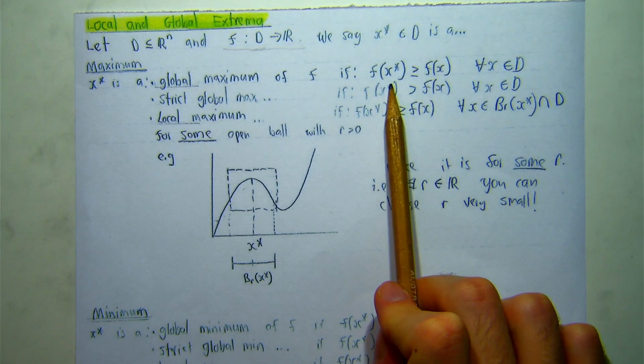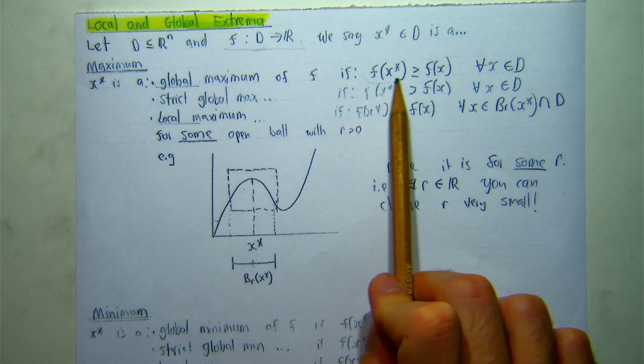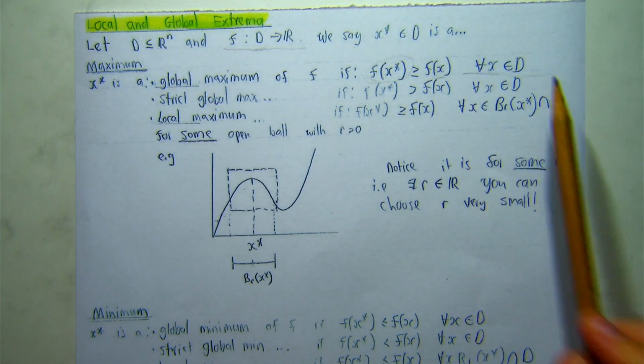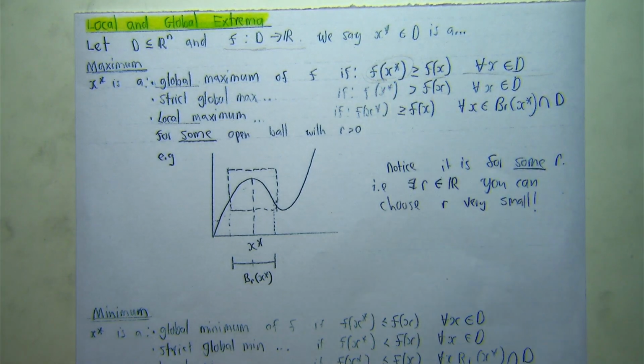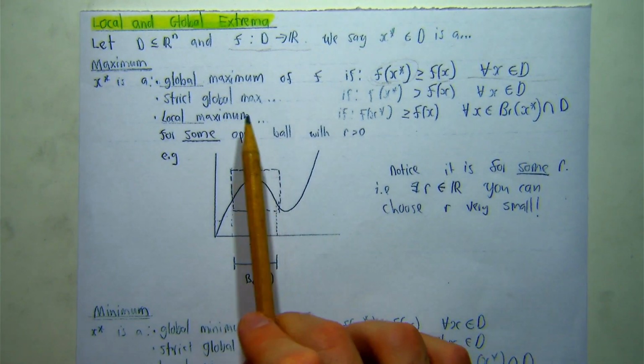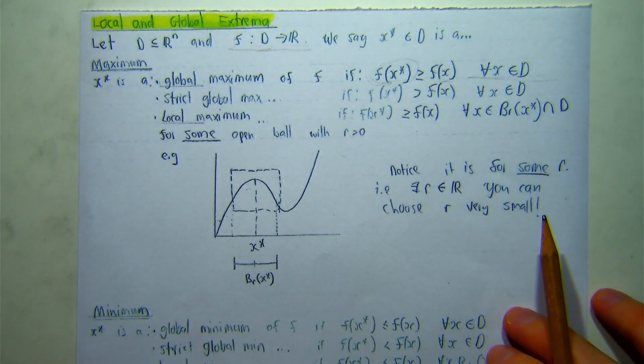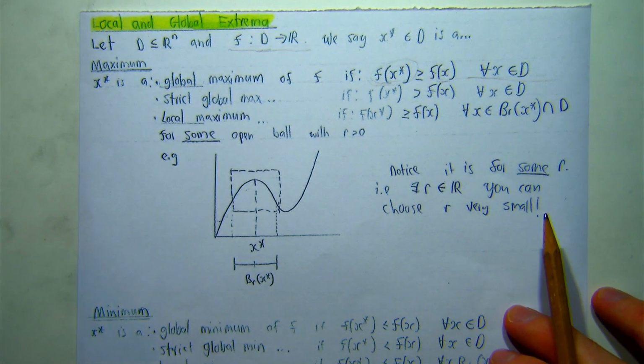And yeah, it's a global maximum if all of the objective functions evaluated at a point in the domain are not as big as f of x star. It's a strict global max if this is a strict inequality. F of x star is strictly bigger than everything else.